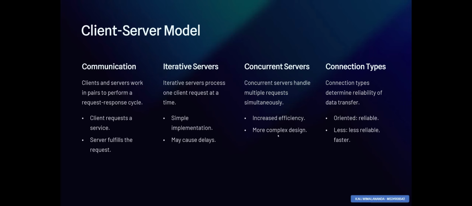So I have here a representation of the communication in the iterative servers, the concurrent servers, and connection types in the client-server model.